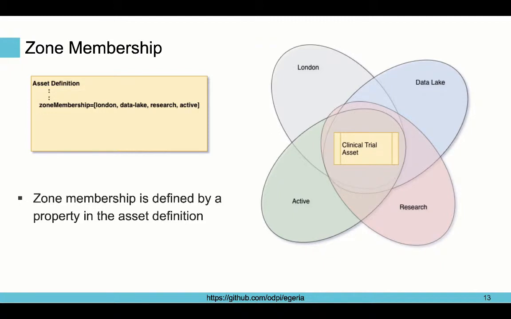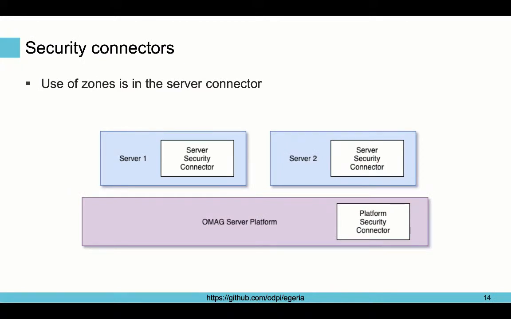The way we store zone membership is not using the graph. We actually store it as a list of names within the asset definition. So it flows with the asset wherever it goes. It's very quick to process and easy to update. The value of the zone for the asset is then queried both by the basic server capability within Egeria, but also by the server security plugin. So if you're familiar with the Egeria technology, there are two types of security plugin, one for the platform and one for the server. And it's the server one that cares about governance zones.